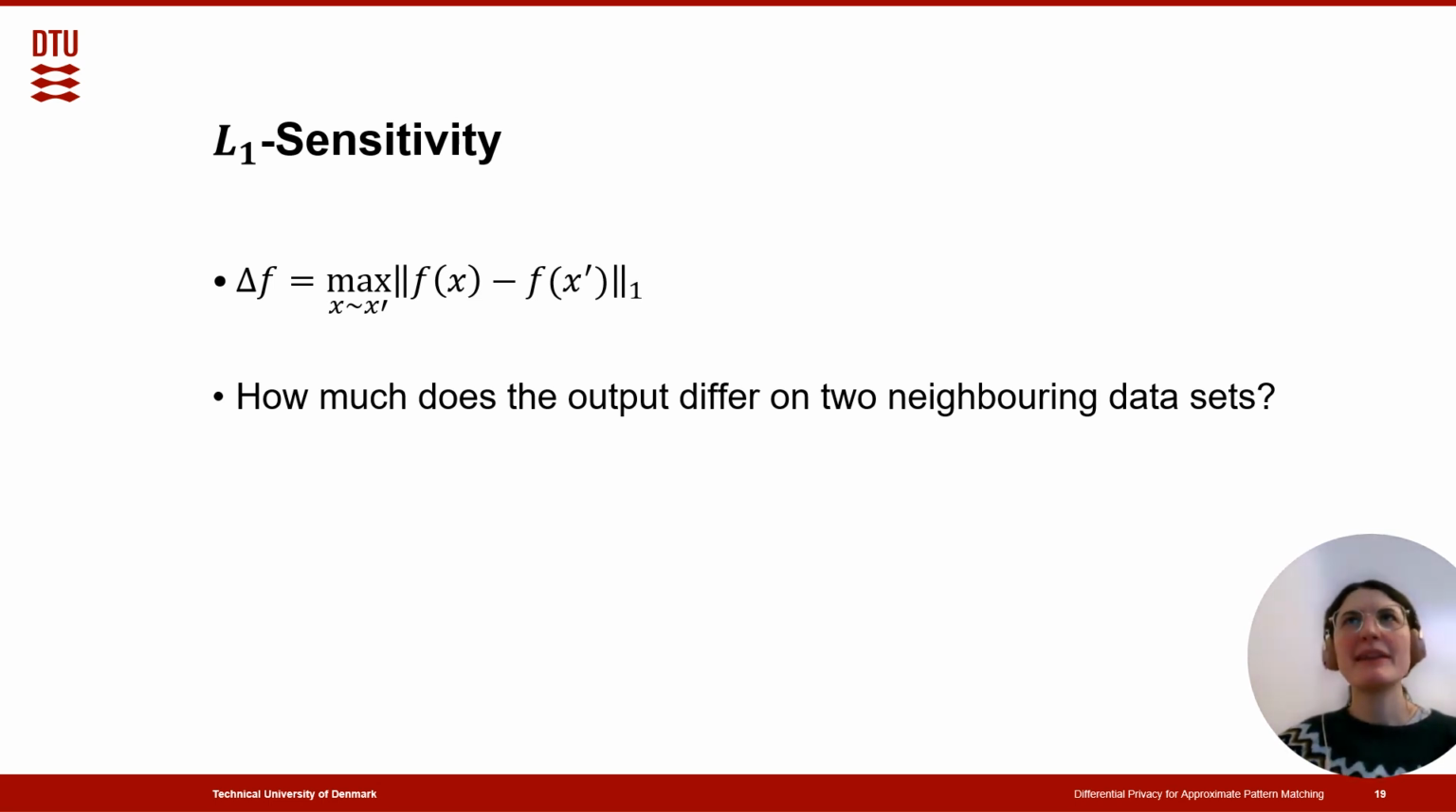For those of you familiar with differential privacy, you will know that the sensitivity of a query is an important notion to define differentially private algorithms. The sensitivity is a measure of how much the value of the function we want to compute changes if I change a single data point. And specifically, the L1 sensitivity is the maximum L1 norm of that difference.